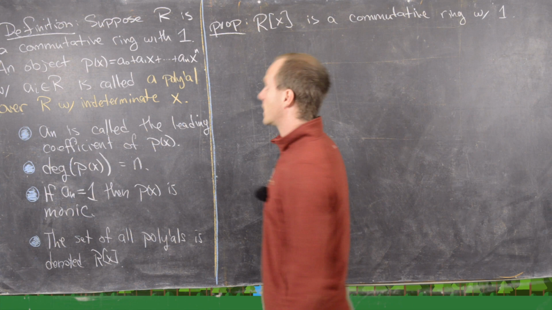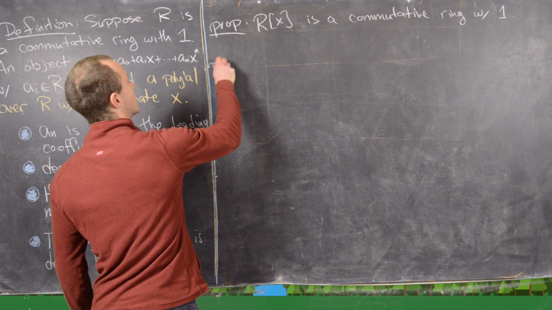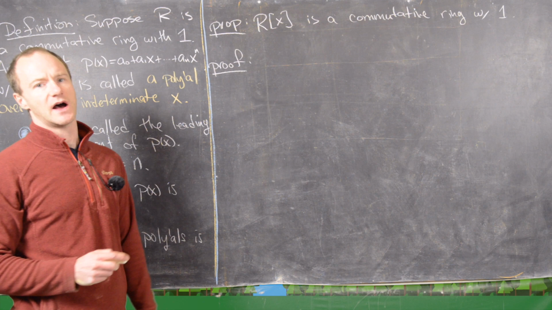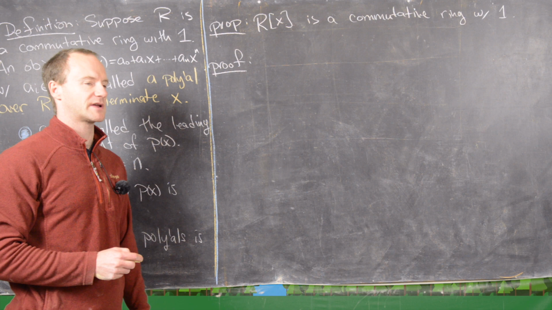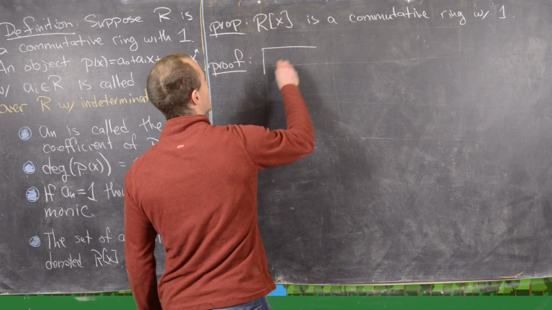Okay, great. So we're going to do a couple of things with this polynomial ring, the first of which is to prove that it is actually a commutative ring with 1. Okay, so let's see how that goes. So a proof. There are parts of this that I won't do. I'm not going to check everything super carefully, like the distributivity of multiplication over addition, or that it's a group where addition is defined just by polynomial addition, because all of that is pretty clear. So here I'll put not all details.